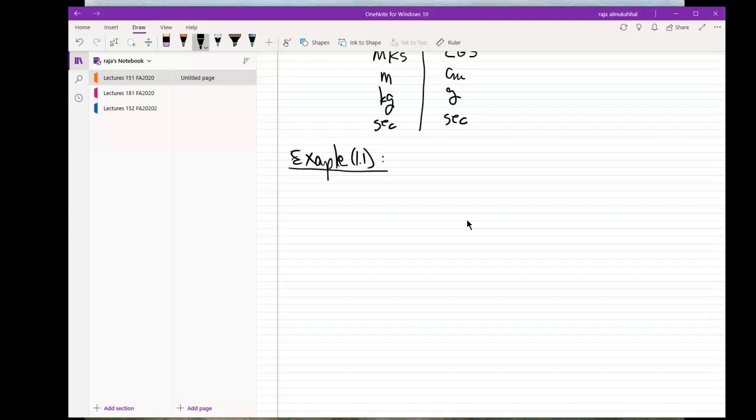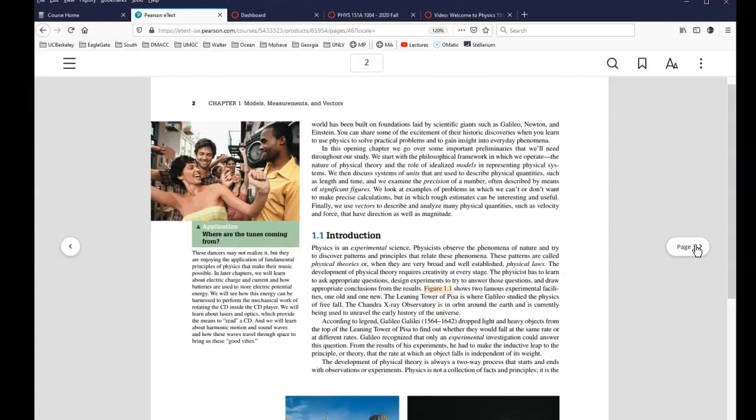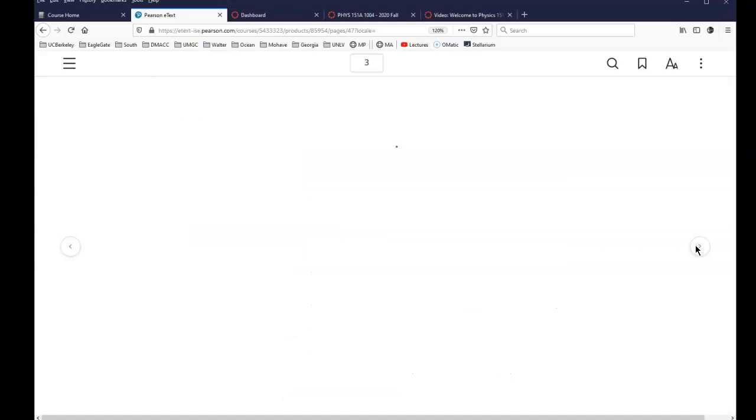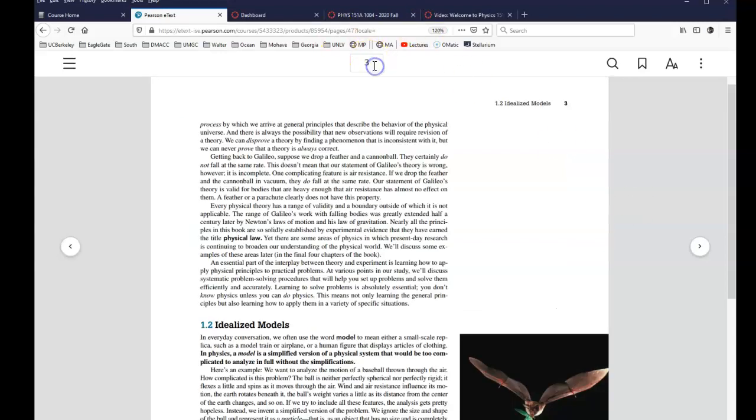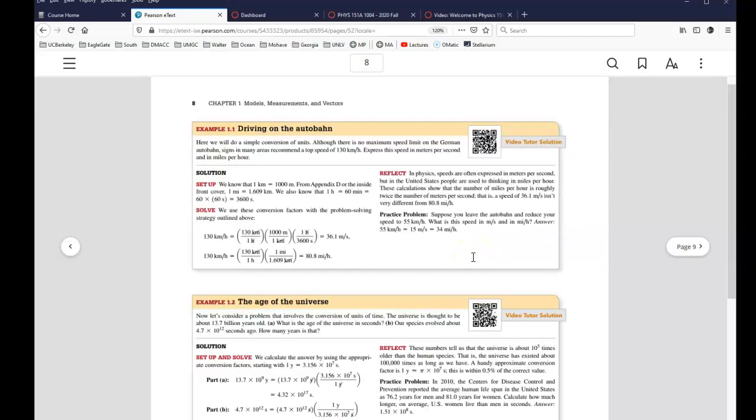Okay, it says here 1.1. Should I show it to you in the book? Sure. Let me go to the book. I'm looking at the hard copy of my book. It's on page 8. That's one of the things that I like about the ebook. It's kind of hard to scroll. Go to page 8. Yeah, there it is. It's right here, this example. I want to do those couple of examples.